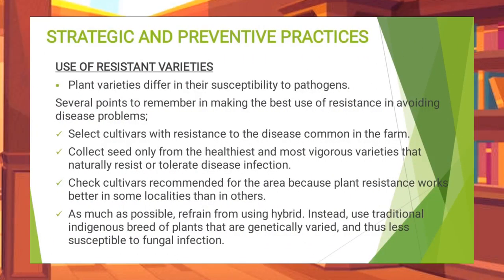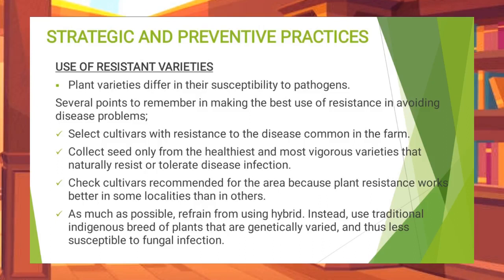The next, use of resistant varieties. So, plant varieties differ in their susceptibility to pathogens. So, as a farmer po, dapat kabalo po ka mamili og variety of plant na kana po na ability nga mo resist og mga diseases. So, several points to remember in making the best use of resistance in avoiding disease problems. Select cultivars with resistance to the disease common in the farm. Collect seed only from the healthiest and most vigorous varieties that naturally resist or tolerate disease infection.